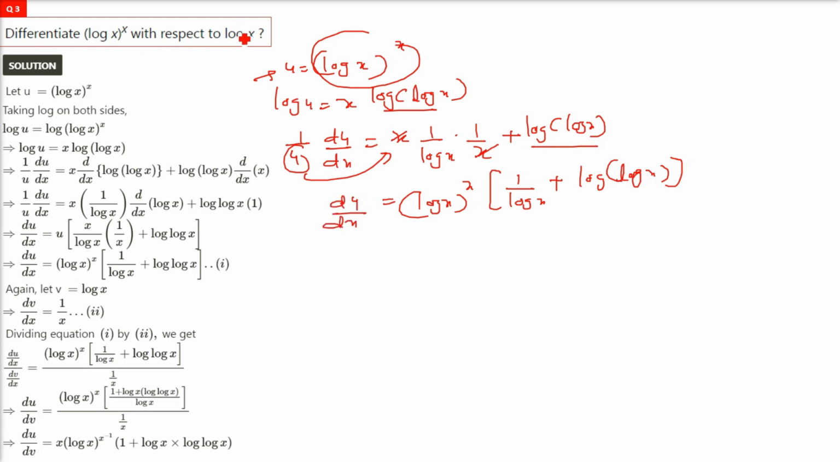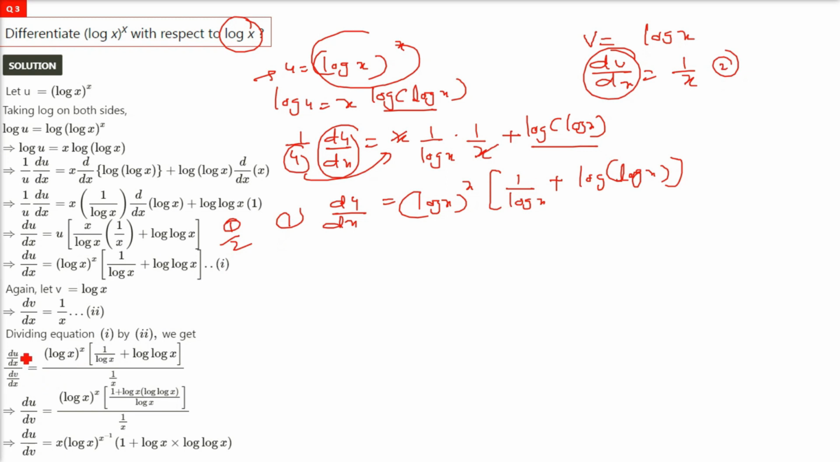But we'll first see this v. v is equal to log x, dv by dx. Differentiation of log x is 1 by x. So du by dx divided by dv by dx we have to find out. So you get du by dv. That's what is expected. Okay, so let us divide it by 1 by x. So let us solve this first and then we'll divide it by 1 by x.